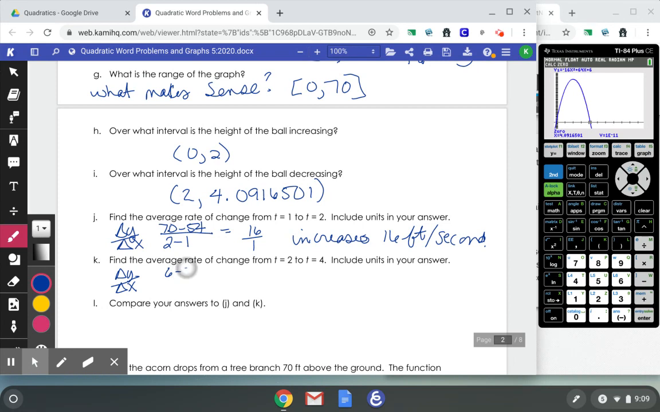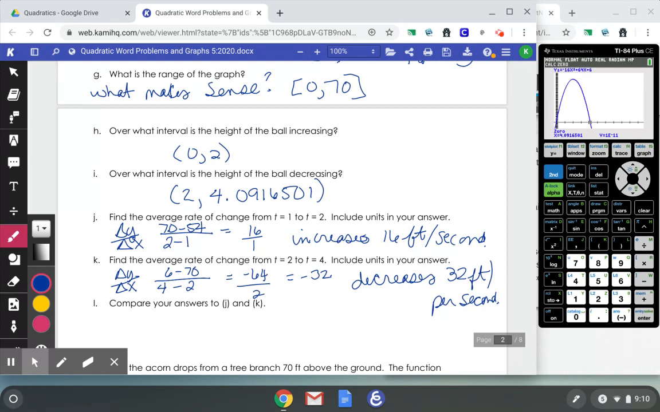So I'm going to subtract. The 6 feet was the height at 4 seconds, and 70 was the height at 2 seconds. So I just have to make sure I keep the subtraction consistent in the top and the bottom. And I end up with negative 64 over 2, which equals negative 32. So between 2 and 4 seconds, this ball decreases 32 feet per second.